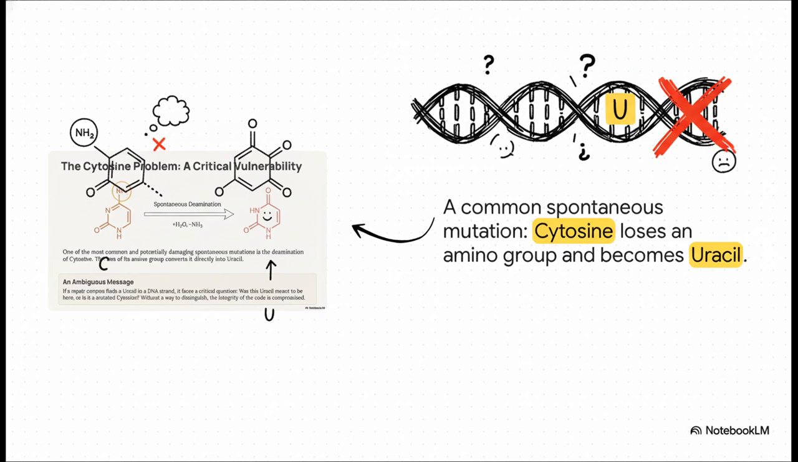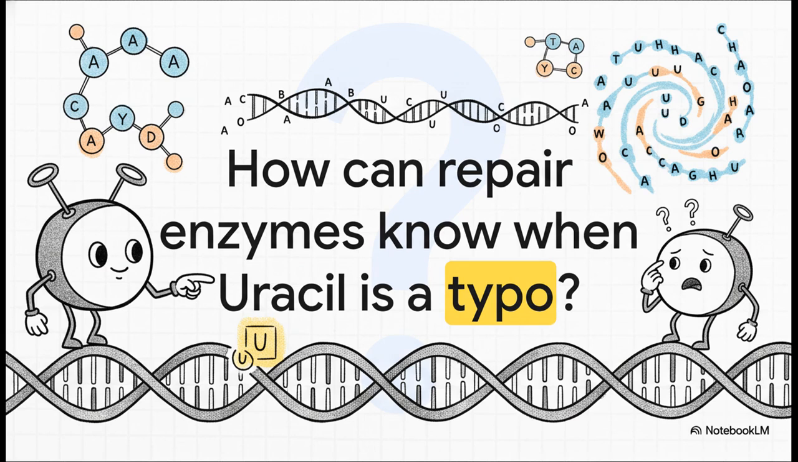Let's focus on one of the biggest culprits. This is cytosine, our letter C. Over time, just through natural chemical processes, it can lose an amino group, and poof, it spontaneously turns into uracil, or letter U. Now, this is a huge problem. You now have the wrong letter in your genetic sentence, and this brings us to a really fascinating molecular mystery.